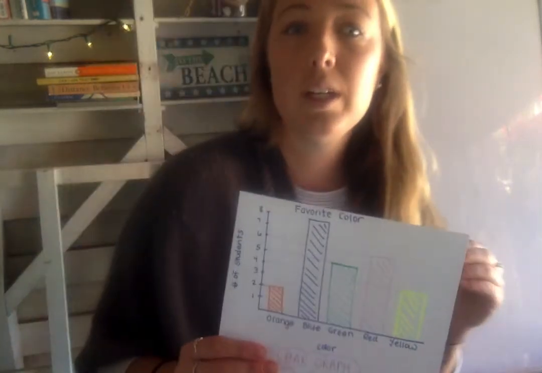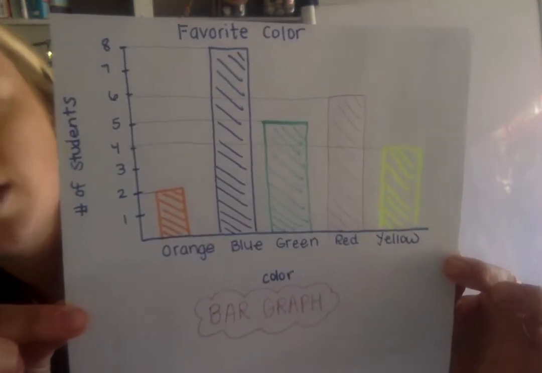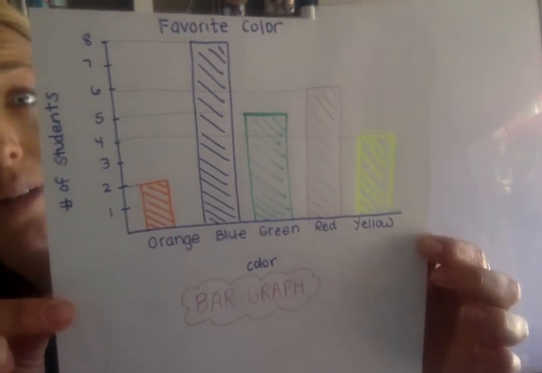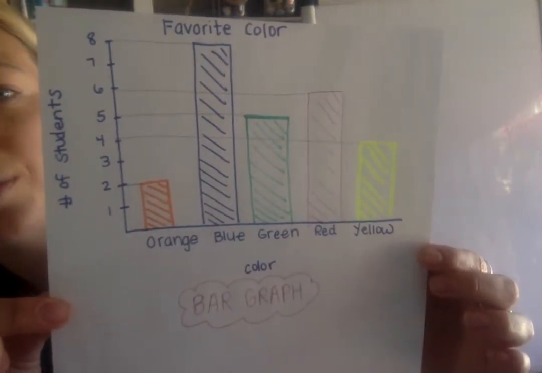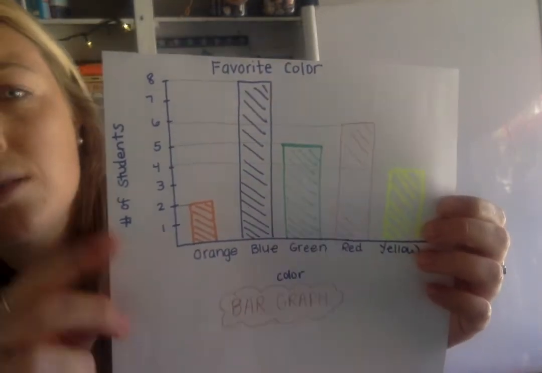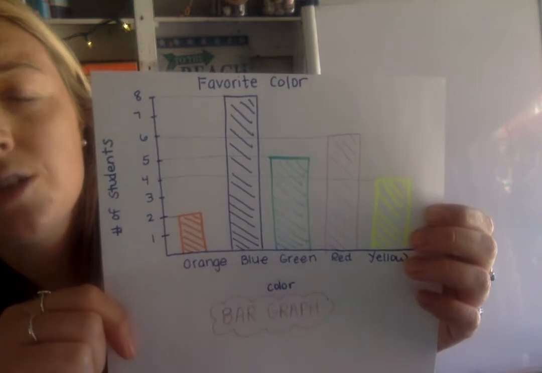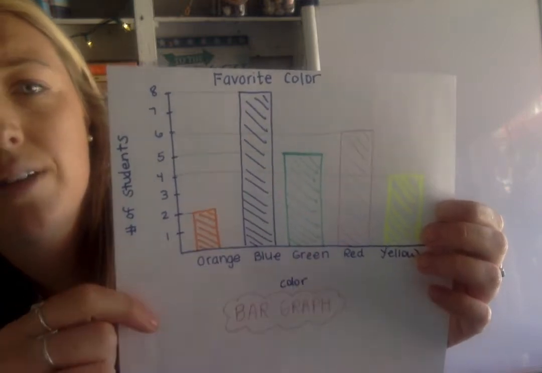A bar graph, let's say I asked you all, what is your favorite color? I collect all of the information and I can use that to show visually what I have found. So I want you to take a look at this. This is an example of a bar graph. I have my favorite color. I want you to notice how I've used different categories: orange, blue, green, red, and yellow. And over on this side, I have the number of students. So I'm comparing the different colors, and I show how many students chose each one as their favorite color.